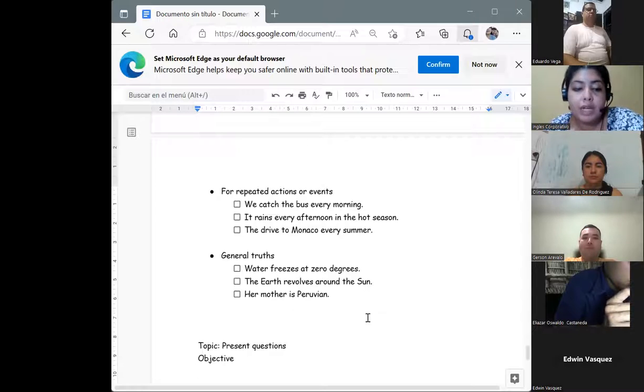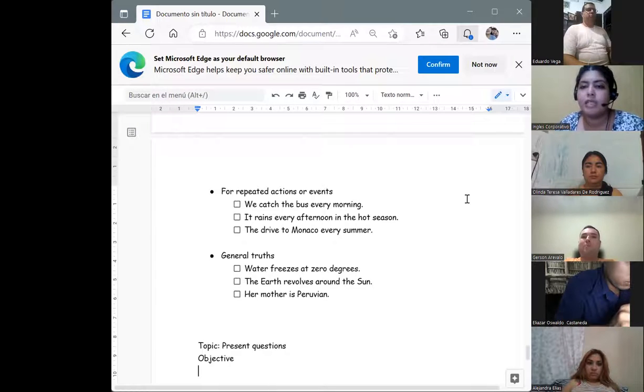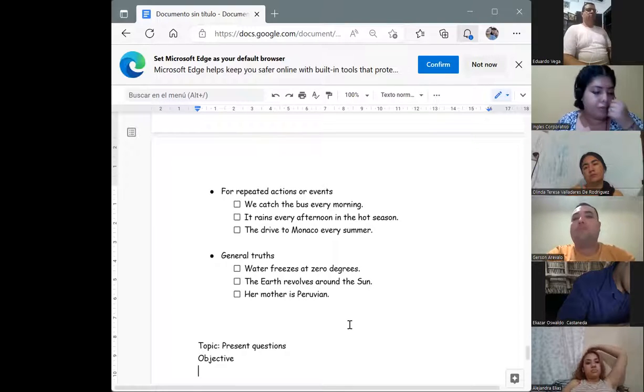Vamos a hablar sobre la creación de las preguntas, cómo podemos nosotros hacer preguntas con el presente simple. But also we are going to listen a conversation in which they are talking about daily routines and how people can use these questions in real life to ask something about the daily routines. Vamos a hablar también de las rutinas diarias y cómo podemos nosotros hacer estas preguntas hacia otras personas, porque vamos a crear preguntas con el presente simple que nos van a ayudar también con esto de las rutinas diarias que tenemos nosotros en nuestra vida cotidiana. So I'm going to write the objective and then we're going to begin with the information of the questions.